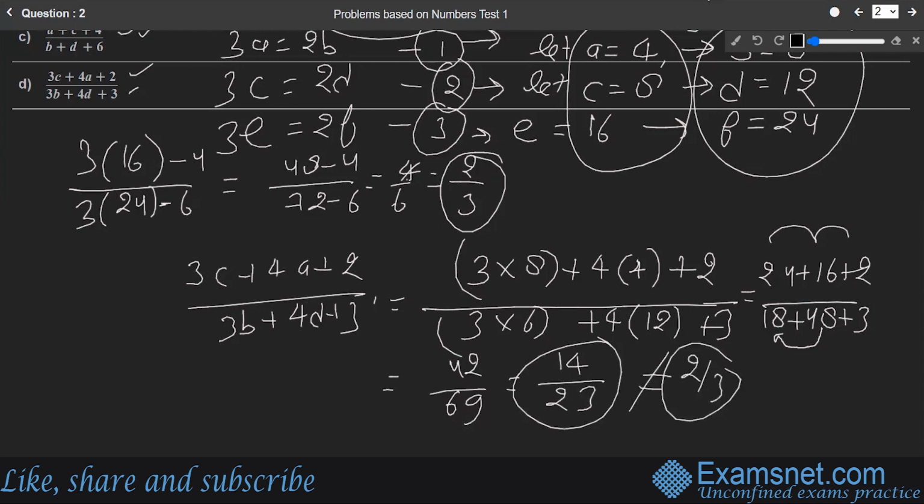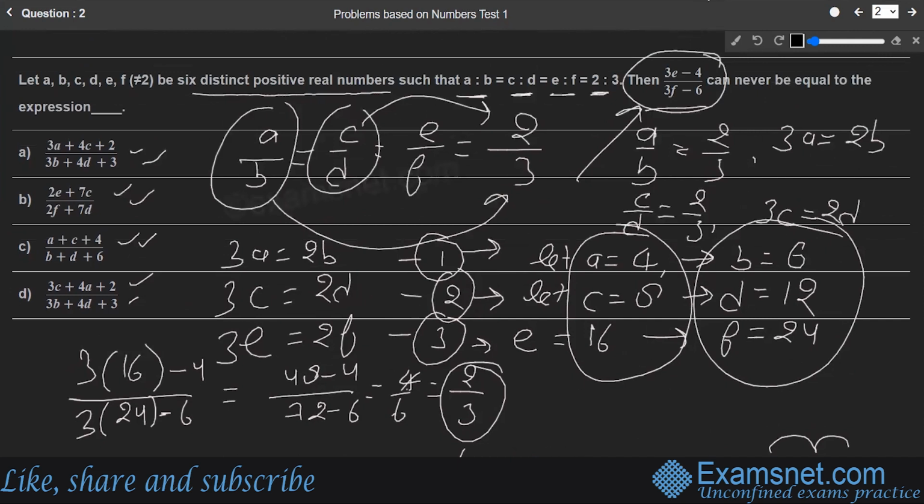But if you try option A, B, and C, every time the answer is coming out to be 2 by 3 only for this set of values. So this option number D can never be equal to the expression given here. So that is our right answer, option number D.